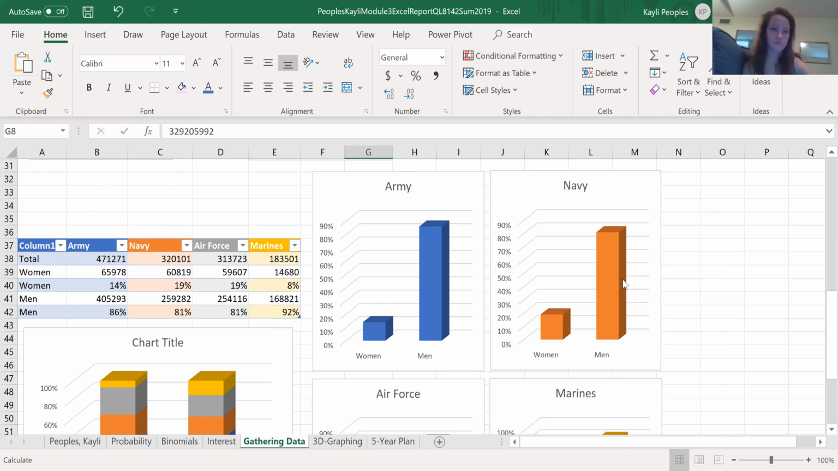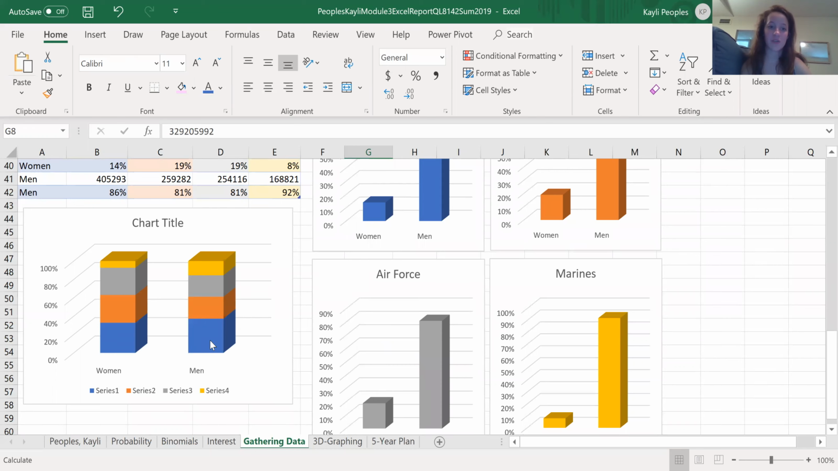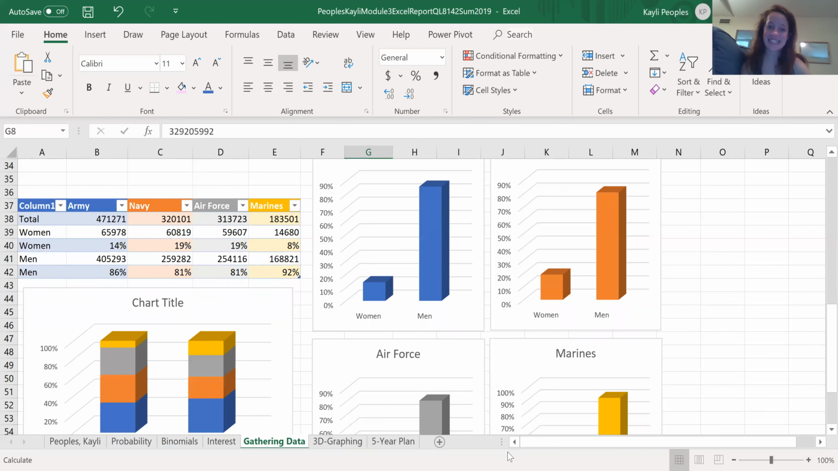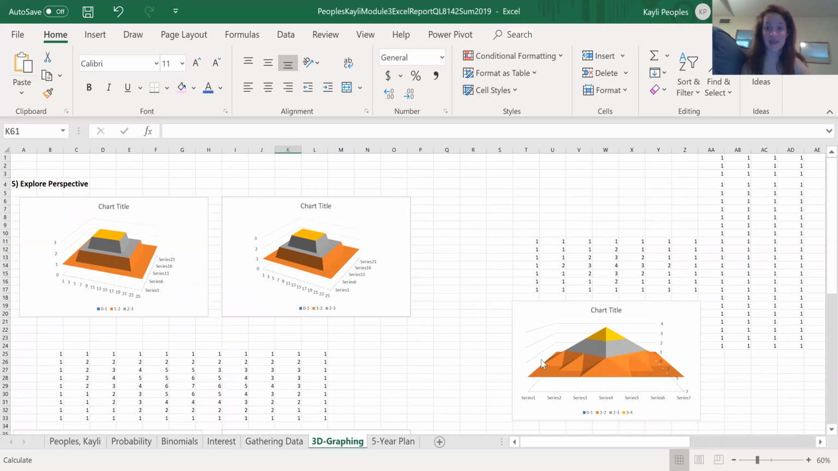So yeah, there's that. But there still are more head counts of women in the Army just because it's out of a bigger number, bigger population, that sample. So yeah, that's why we got this. This is the percentages. And this is like the actual number of men and women. It was really interesting. I like learning about it. And this 3D graphing one, this one was fun.